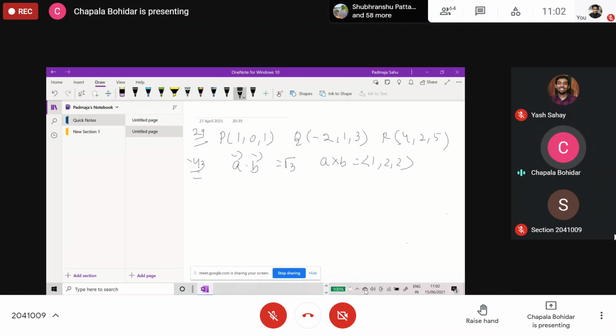Then 43 and 48. What is 48? I think I had already done it. It is A plus B plus C equal to 0. Show that A cross B is equal to B cross C is equal to C cross A. Is it done or not?